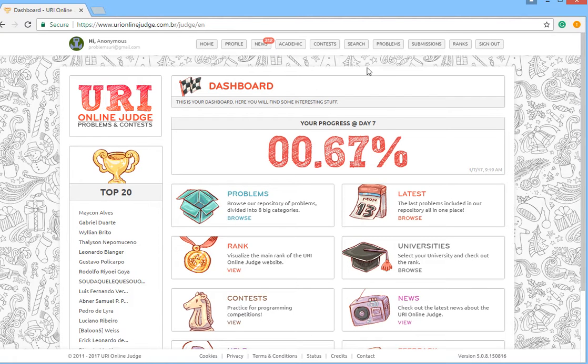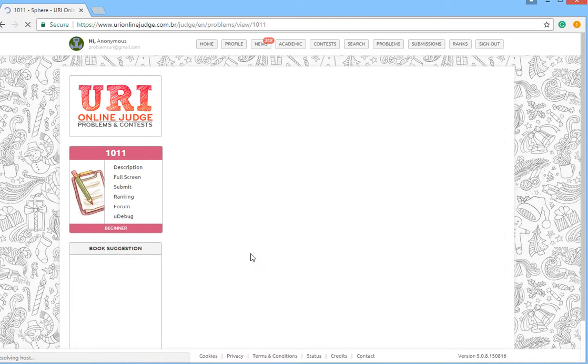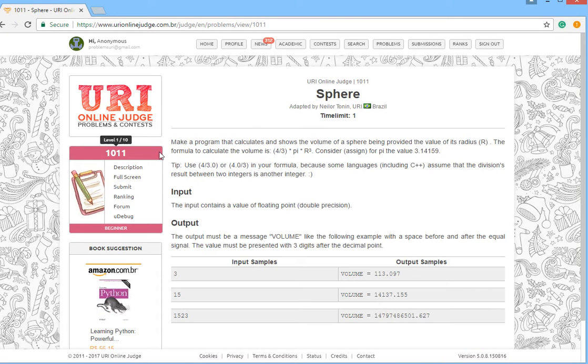And now we are going to solve another problem. Let's go to problems, beginner. Yeah, a sphere. Okay, it's another problem. First, let's read the description. Make a program that calculates and shows the volume of a sphere being provided the value of its radius.